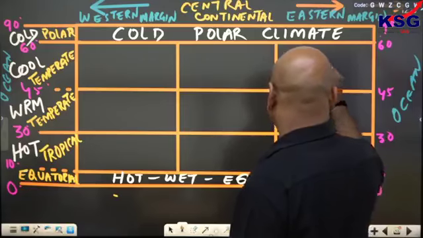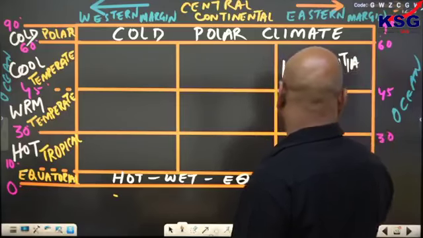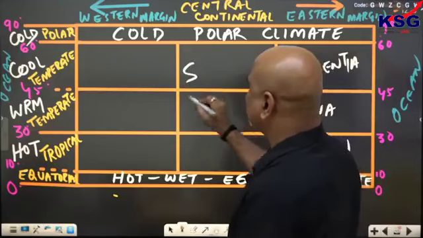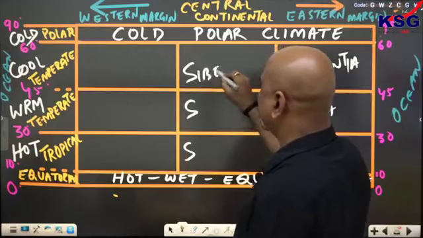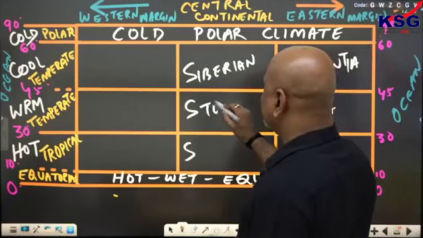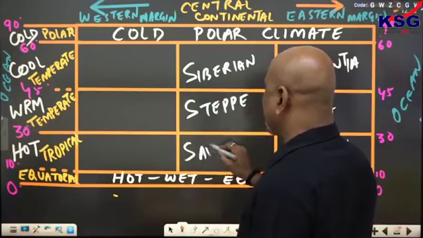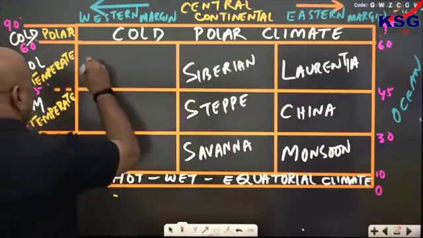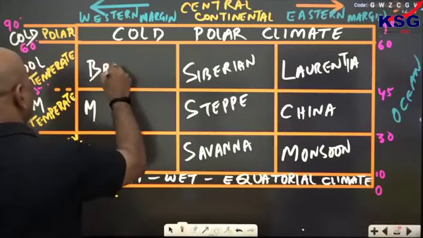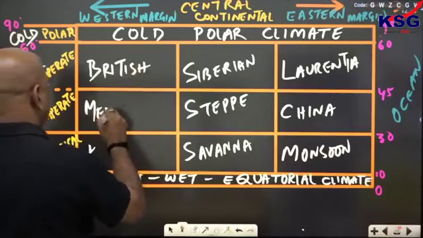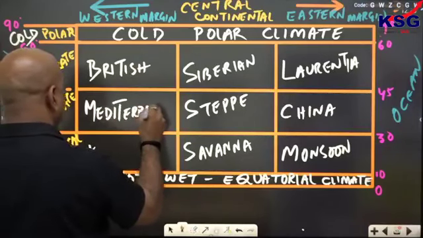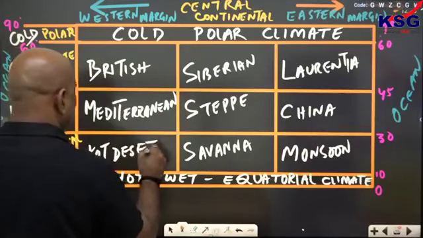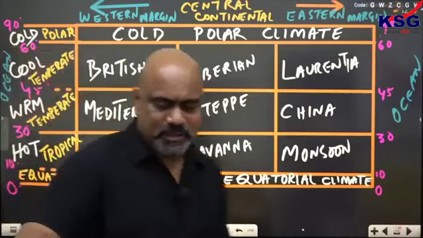This is Laurentia. This one is China. This is monsoon. Isn't it? Here SSS, if you remember, Siberian steppe, and here I said savanna. In terms of wind system, I have said these things. Savanna. Then you have BMH, if you remember, British Mediterranean and hot desert type. These are the climates we have already just given the structure of.